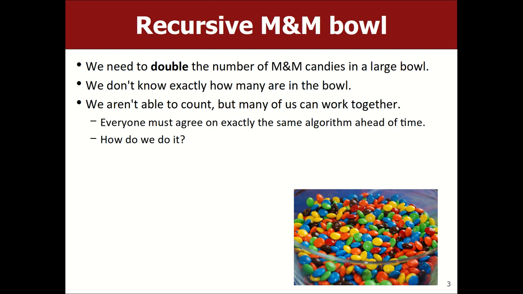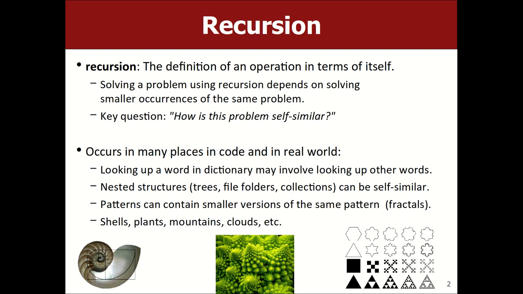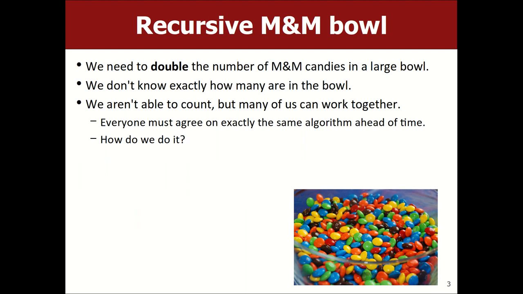Recursion is when you have an algorithm that refers to itself in a smaller form in some way. Like the algorithm of drawing that pattern is you draw this, and then inside of it you draw a smaller version of this, and inside of that you draw a smaller version of this. Same idea with looking up a dictionary word: you look up other words. Is this problem one that has some self-similarity to it? Is doubling M&Ms similar to doubling some other amount of M&Ms? That's the self-similar way of thinking about a problem.